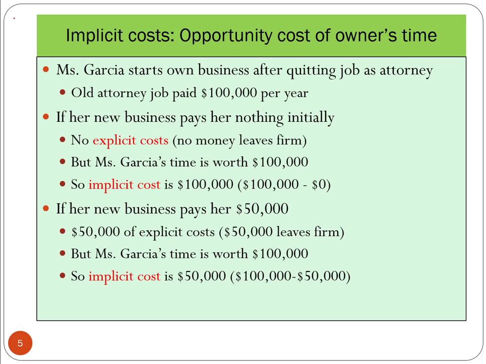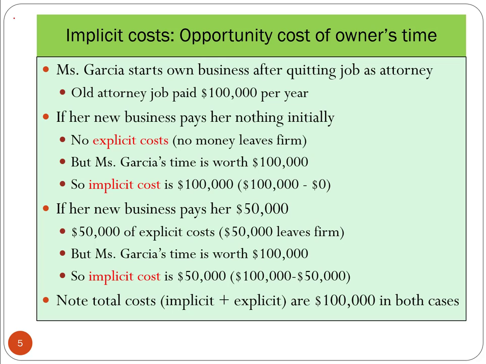We can imagine that maybe she doesn't pay herself nothing. Maybe she pays herself $50,000, which is worth less than the value of her time. So here the firm does have explicit costs. It has $50,000 of explicit costs. $50,000 goes from the firm's bank account into Miss Garcia's personal bank account. But that's not what her time is worth. Her time's worth $100,000 a year. So there's also an implicit cost in this case, and it's $50,000, which is the $100,000 her time is worth, the opportunity cost, minus the $50,000 she's paying herself.